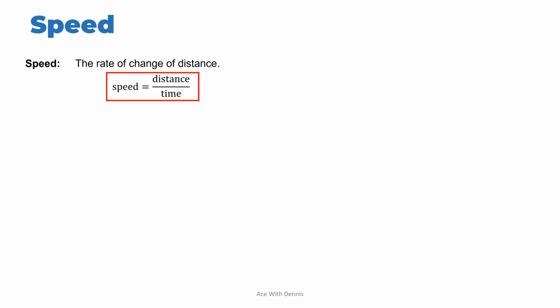Speed. What is speed? Speed is the rate of change of distance. In mathematics, speed equals distance over time. Uniform speed. Uniform speed is the speed unchanged over a period of time. It is also known as constant speed.